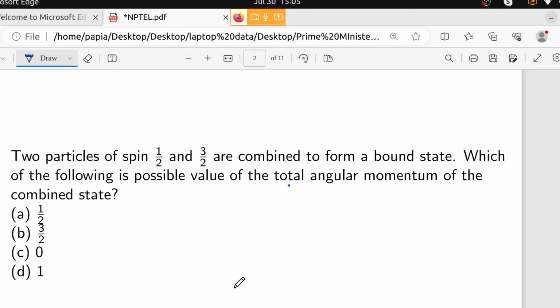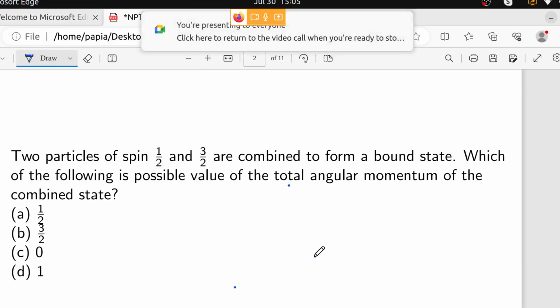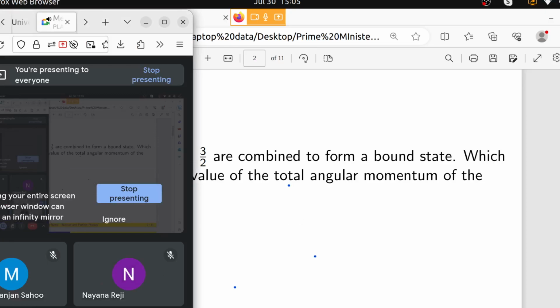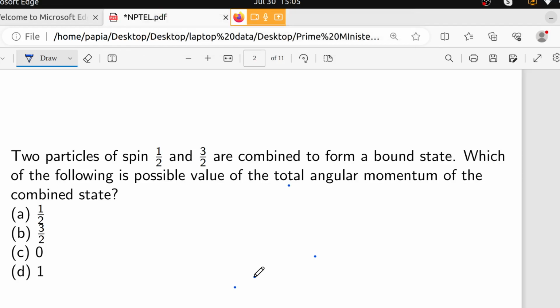The question is: two particles of spin half and spin 3/2 are combined to form a bound state. Which of the following is a possible value of the total angular momentum of the combined state? There are 4 options. It is a very simple question, that's why it is a multiple choice question. You have to click the correct answer. First of all, I am going to discuss the first question so that it will be beneficial for all of you.